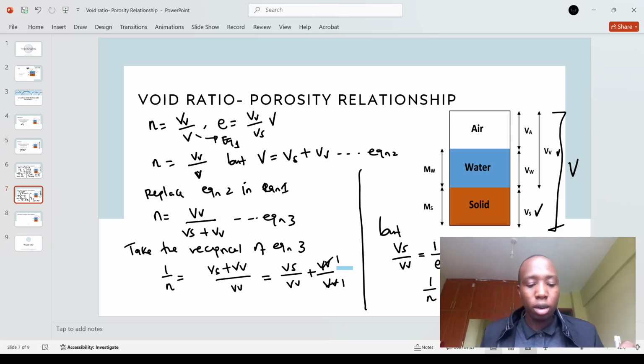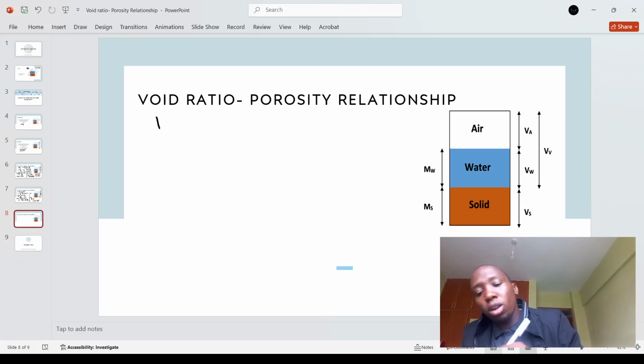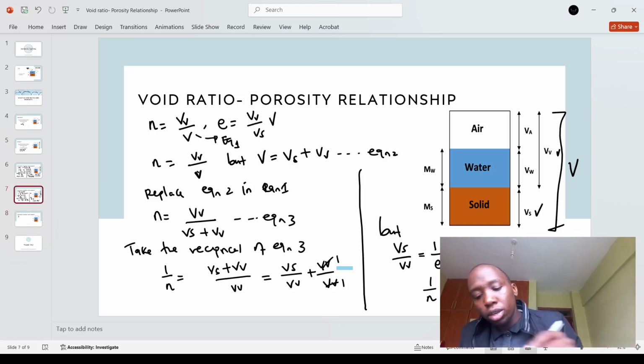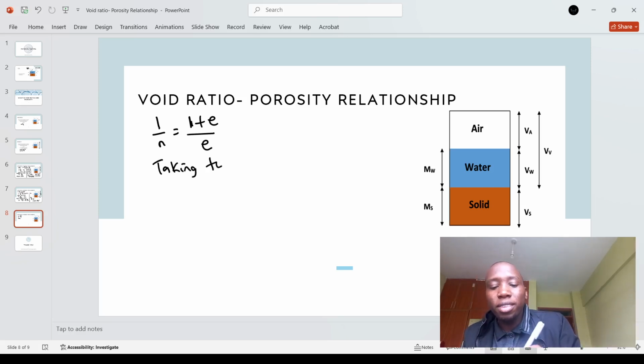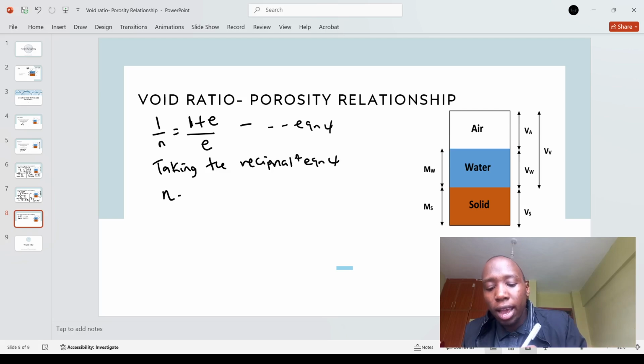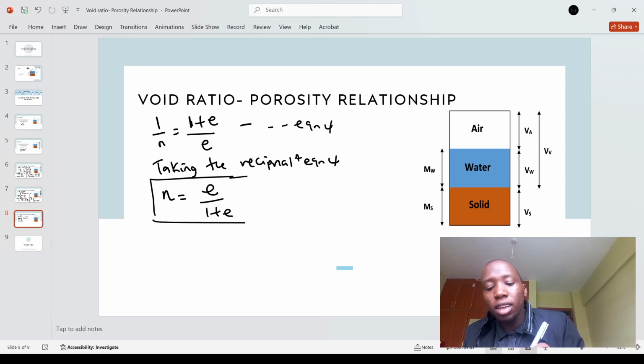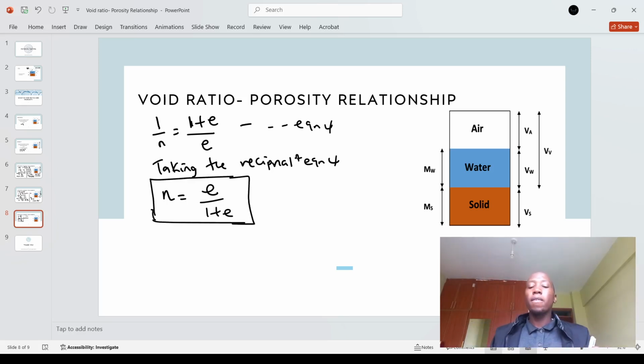So we can comfortably say that 1 over n is equal to 1 plus e over e. Taking the reciprocal, we get n is equal to e over 1 plus e. This is the second void ratio porosity equation.